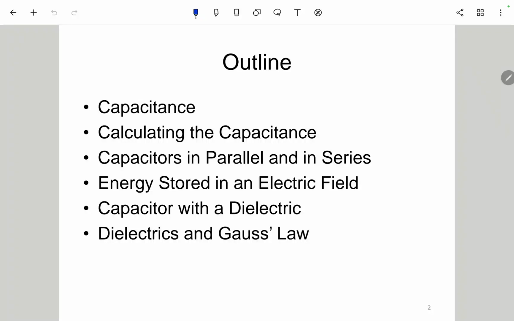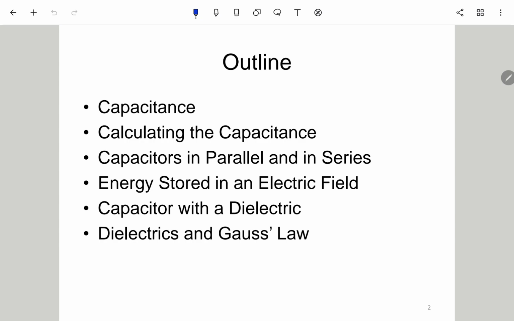Okay, so this is the outline of chapter 25 about the capacitor. First we'll introduce the capacitor and capacitance, and then we will also talk about how to calculate the capacitance of different structures. Of course, the fundamental structure is a parallel plate. Actually, you have seen it in previous chapters. But there are some other shapes, some other structures of capacitors, so we'll talk about how to calculate the capacitance for all these structures.